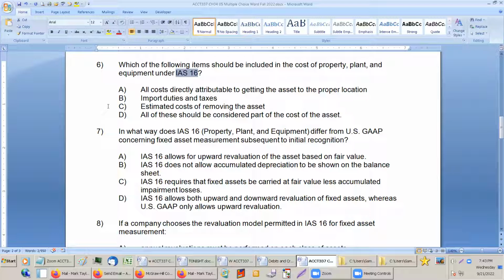Would it be A? Actually, all of these are in there. So yes, A is, but all of them are in there. A, okay, that's fine. B, yeah, okay, you pay taxes on it, whatever. This is the wacky one, the cost of removing the asset.